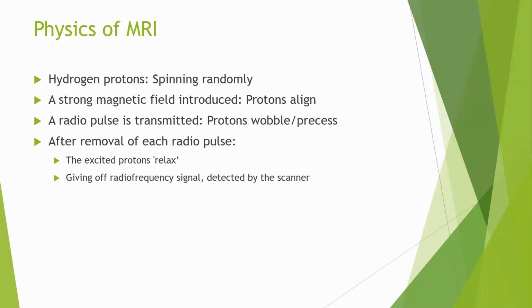When you are reading reports of an MRI, this is what you are going to come across: relaxation period, T1 relaxation period, T2 relaxation period. So what is the better way of understanding this?